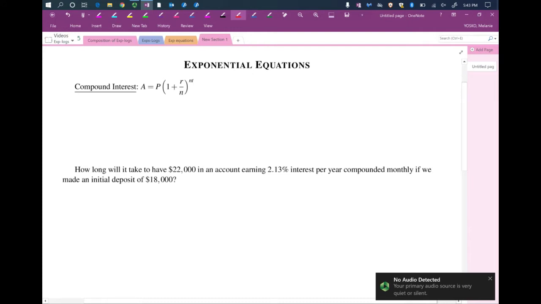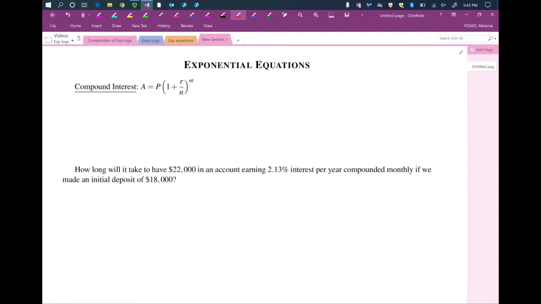Now let's do an application of exponential equations. Here is a formula for compound interest. We see that A equals P times the quantity 1 plus R over N to the NT. Depending on where you get this formula, the letters may look a little different. If you open up different textbooks, or if you're using a formula sheet or maybe in some finance application, sometimes the letters are different.